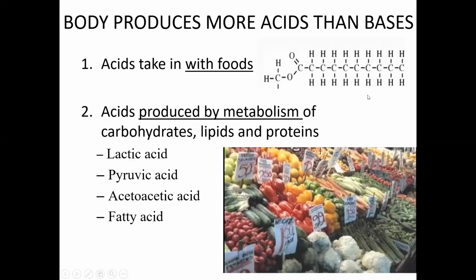Body produces more acids than bases. How? Acids are taken with foods in the form of carbohydrates, lipids, and proteins, and all have the same structure, all have hydrogen and carbon in their structure, means they possess hydrocarbon chains. In this way, hydrogen comes inside our body.